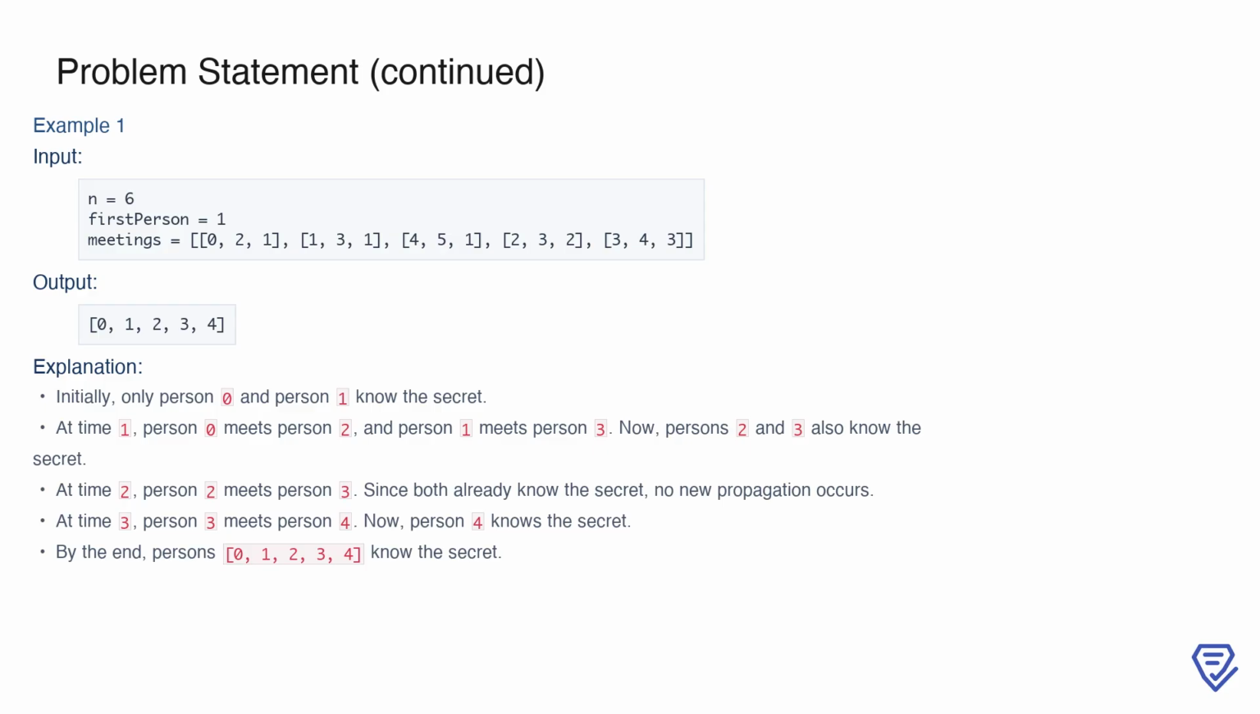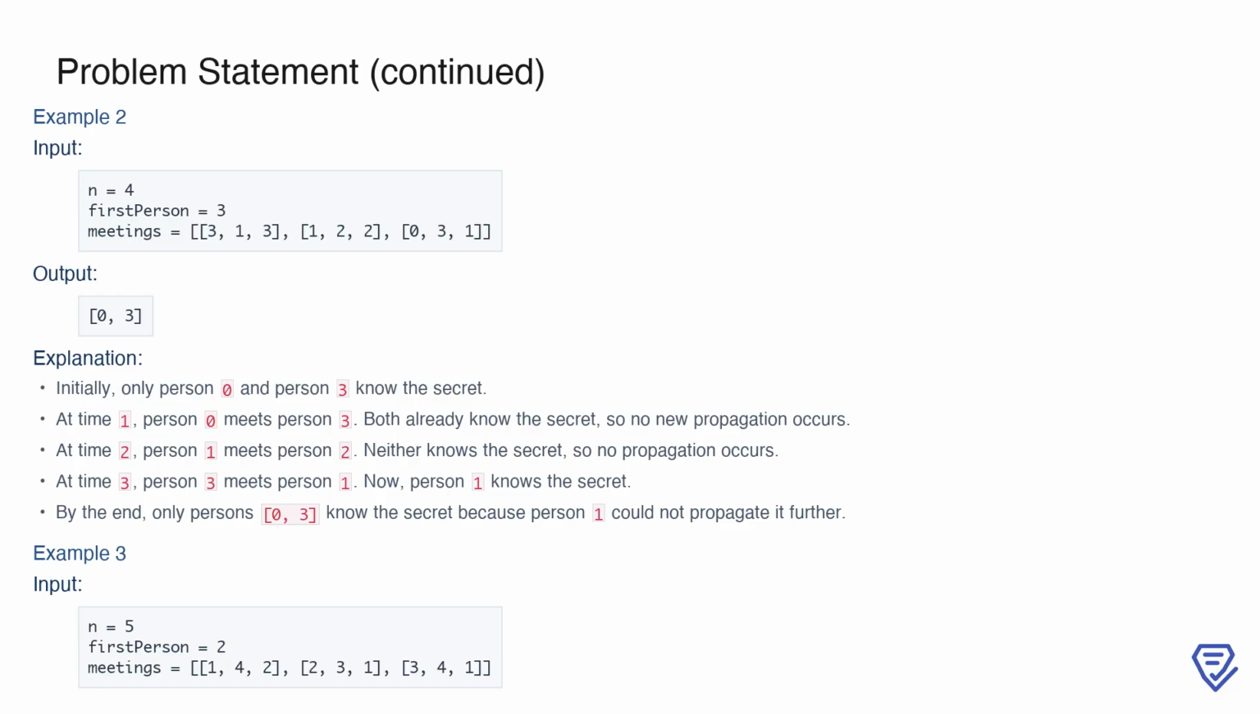Consider the first example. Here, n is 6, first person is 1, and the meetings array specifies the times and pairs of people who meet. Initially, only persons 0 and 1 know the secret. At time 1, person 0 meets person 2, and person 1 meets person 3, so persons 2 and 3 learn the secret. At time 2, person 2 meets person 3, but since both already know the secret, nothing changes. At time 3, person 3 meets person 4, spreading the secret to person 4. By the end, persons 0, 1, 2, 3, 4 know the secret.